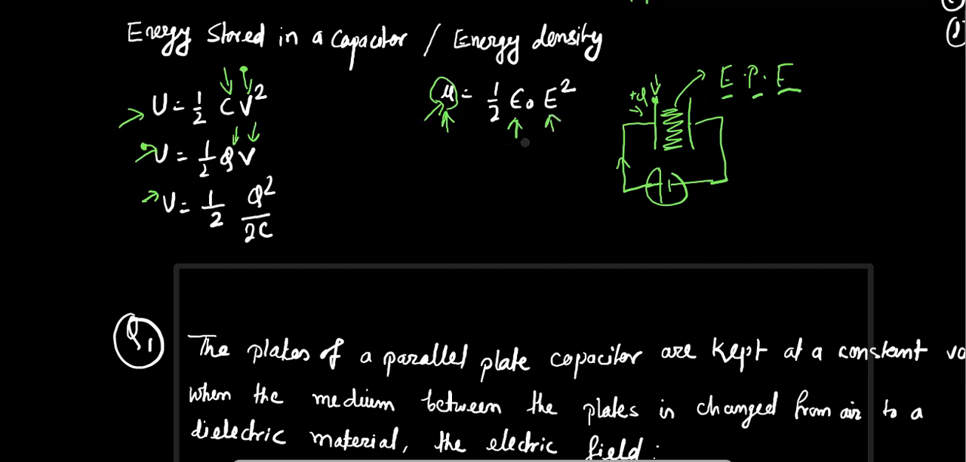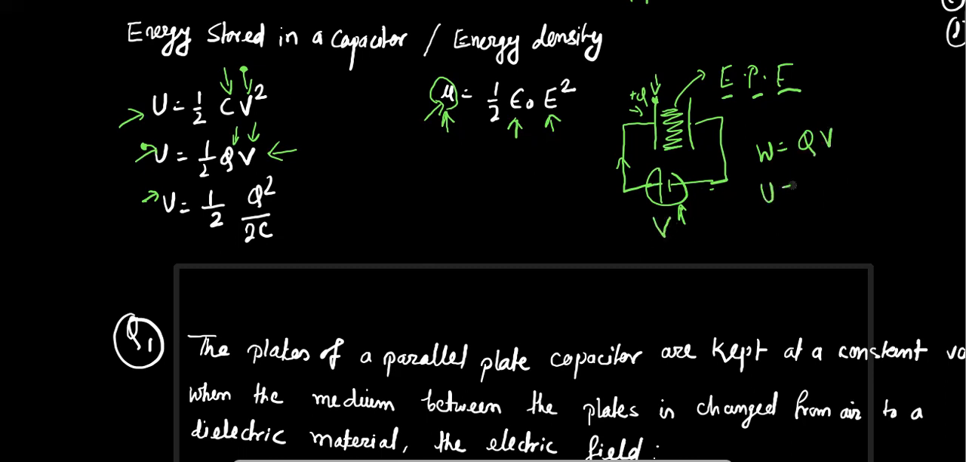One is the nature of the medium in between two plates, and another is the electric field. Okay, so this is all about the energy density. And one thing we have to know from this expression, U equals half QV, is that on delivering charge by a battery, the work done by the battery must be equal to QV, if the potential of the battery is V.